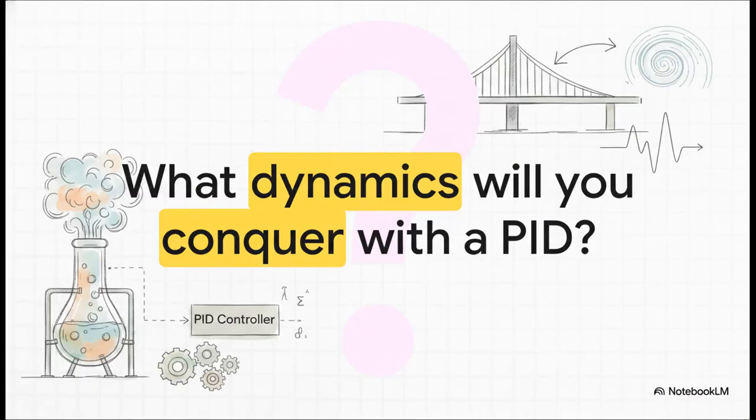Which leaves us with this final thought for today. We've seen how the math of P, PI, and PID controllers can take a highly volatile, boiling chemical reactor and safely, efficiently bend it to our will. As electrical and process engineering students, these mathematical tools are now squarely in your hands. So if a PID loop can tame a chaotic reactor, what other complex engineering dynamics will you conquer with it in your career? Something to really think about.